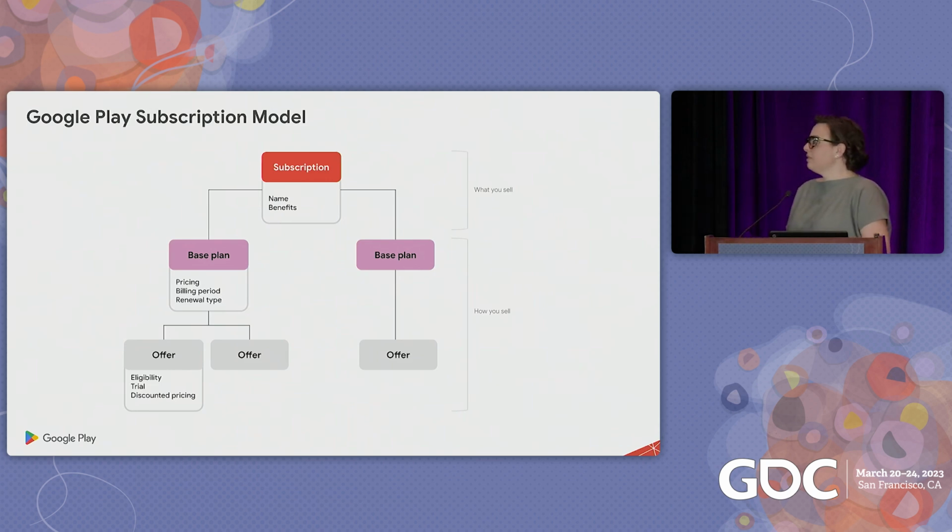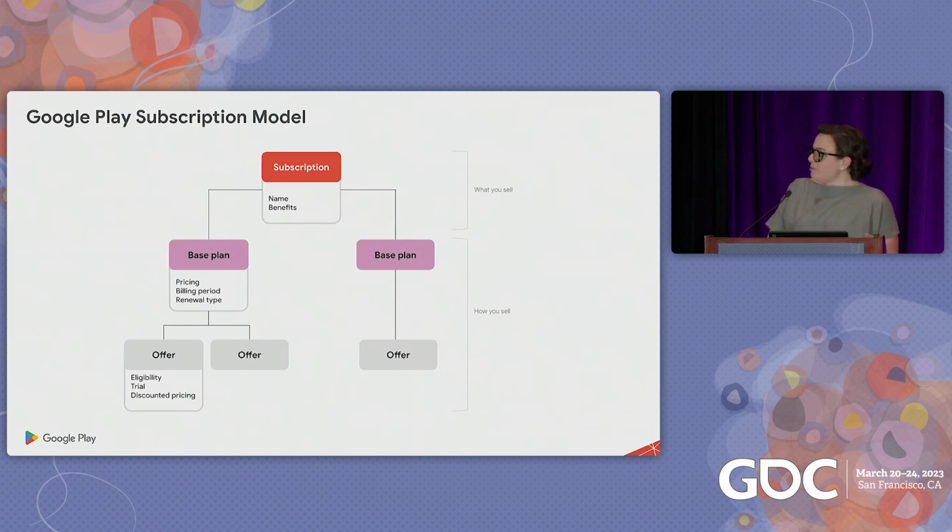So late last year, we actually unveiled a new subscription model on Play. Some of you may be familiar with it. This is something we announced at I/O last year. And so in our subscription model today, what you sell is separated from how you sell it. And we did this to help manage the number of different SKUs you need to create in order to be able to offer this flexibility of many different subscription offers.